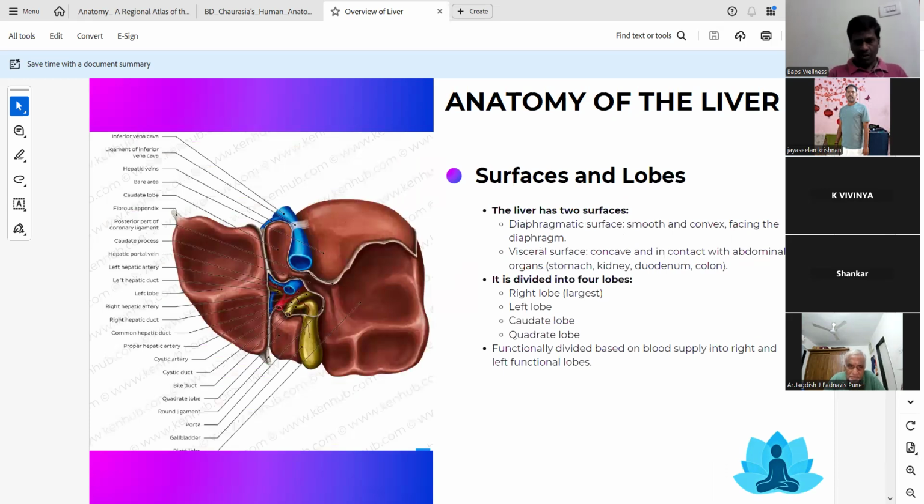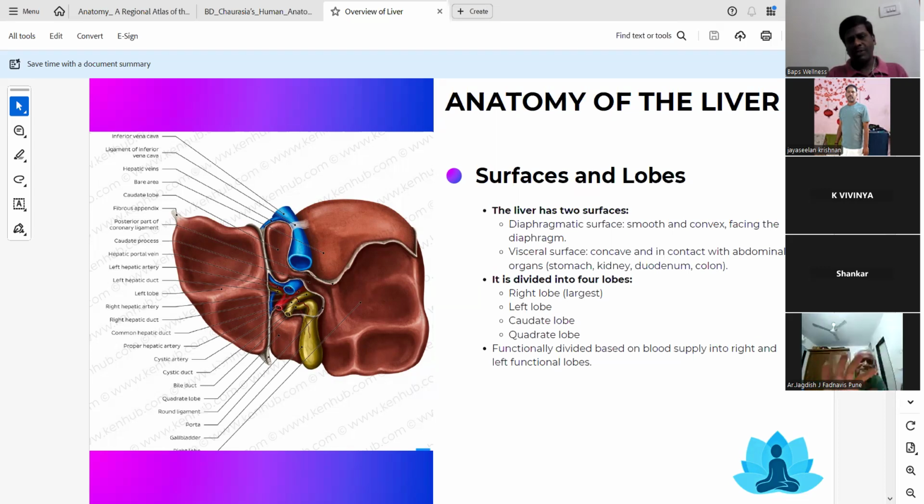So the liver has two major surfaces and four lobes. With regard to the surfaces, one is diaphragmatic, which is smooth and convex, facing the diaphragm, the top superior area, and the other is the visceral surface, which is concave and in contact with the abdominal organs like the stomach, kidney, duodenum, and colon.